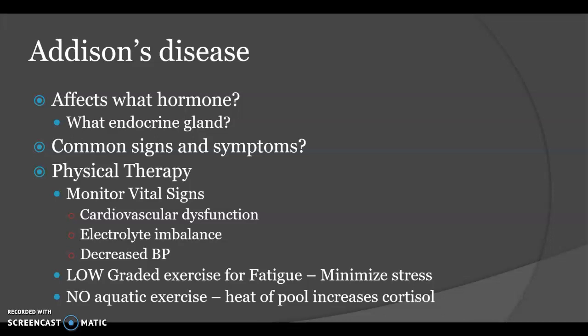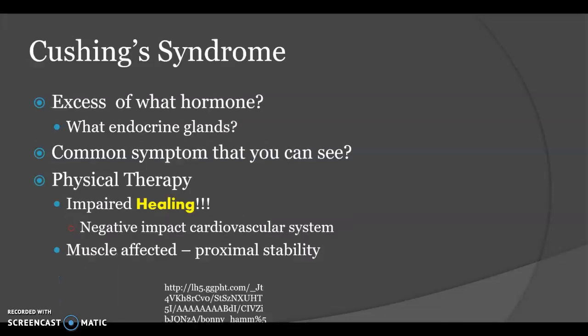With Addison's disease, low-grade exercise for fatigue, minimize the stress overall, because Addison's affects all of the cortisol that the patient has in their system. So we want to monitor their vital signs, watch for electrolyte imbalances, any decreases in blood pressure because of inappropriate levels of electrolytes, and then no aquatic exercise. That is very unique for Addison's disease. Because of the heat of the pool increases the amount of cortisol, which we don't want anyways. So everything to reduce cortisol.